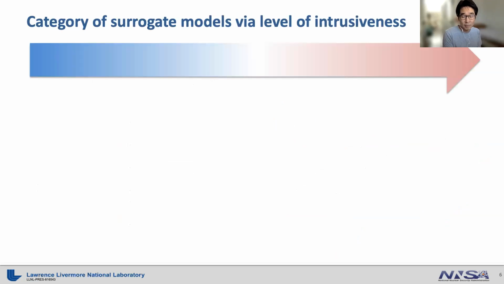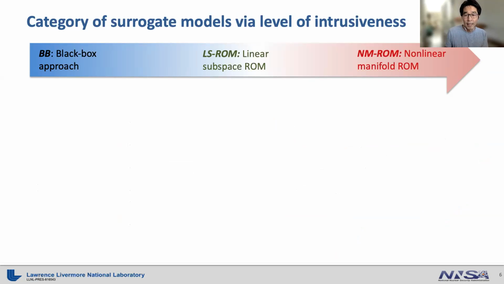These surrogate models can be categorized by their level of intrusiveness. For example, the black box approach, denoted as BB, is the least intrusive method, requiring only data. Then we can think of more intrusive methods. First, the linear subspace reduced order model, so-called LS-ROM, where the state fields are represented by a compact linear subspace. And an even more intrusive method, the nonlinear manifold reduced order model, so-called NM-ROM, where the state fields are represented by a compact nonlinear manifold.